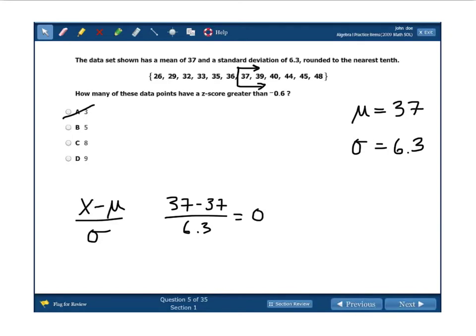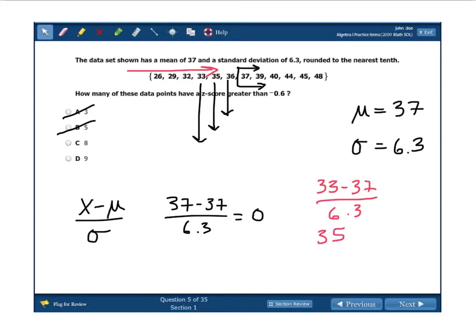We know that the answer can't be 3 or 5 because it's got to be more than this 6 that's already listed. You can go ahead and only check these 3. The other thing you could do, guys, is you could work your way from the bottom up, checking every one until you get to the one that's greater than negative 0.6 and figure it out that way. Let's do this way. So we have 33 minus the mean over 6.3. We have 35 minus the mean over 6.3. And finally, we have 36 minus 37, the mean, over 6.3. And those are the 3 we have to check to figure out our answer.